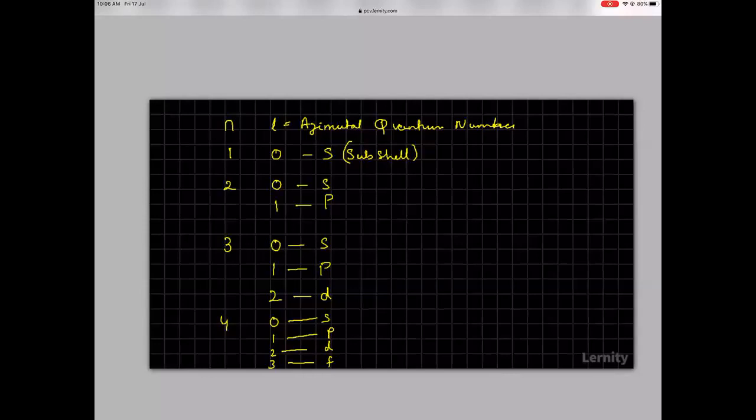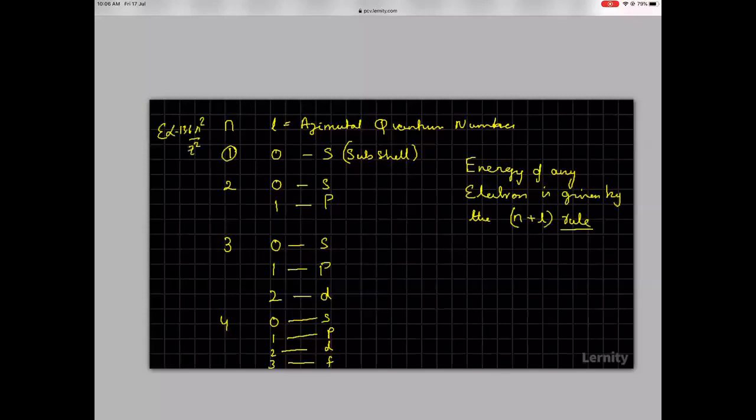Further, I told you that the energy of any electron is given by the N plus L rule. That means when you find out the energy, it is not enough just to take care of N. That is what Bohr said. Bohr said that energy is proportional to minus 13.6 N squared by Z squared. Okay. So according to Bohr, I'm making a mistake.